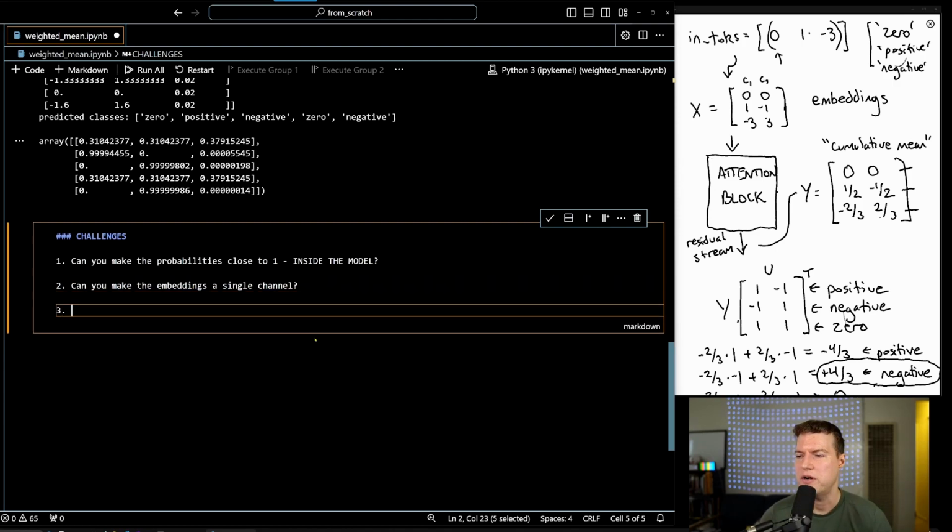And then third, let's do a theory one. Can you prove that adding a constant to each channel results in the same softmax probability?